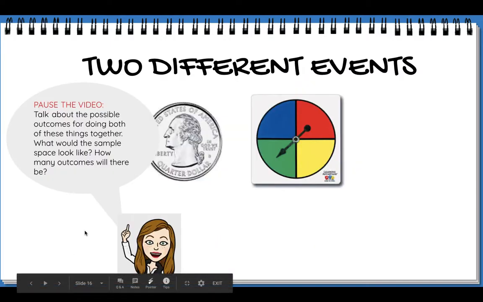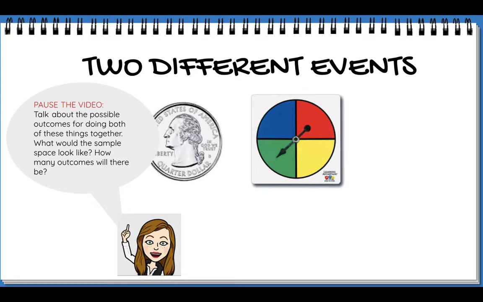All right, so just now we looked at a compound event that contained the same kinds of things happening, so 2 dice. But what if the things that are happening are different? How would the sample space look then? So imagine that you have a coin that you're going to toss and this spinner that you're going to spin at the same time. So pause the video, talk about the possible outcomes for doing both of these things at the same time. What would the sample space look like, and how many different outcomes will there be if you toss a coin and spin this spinner at the same time?